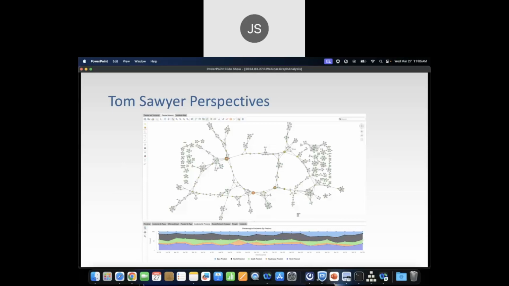Tom Sawyer Perspectives has a very powerful combination of graph analysis with graph visualization. So as we see here, we have applied graph analysis to a system, and the combination of knowing the key elements in this system with the visualization, which shows us where these important elements are and how they're related to other elements in the system, helps us to get information not only more quickly, but more effectively as well.